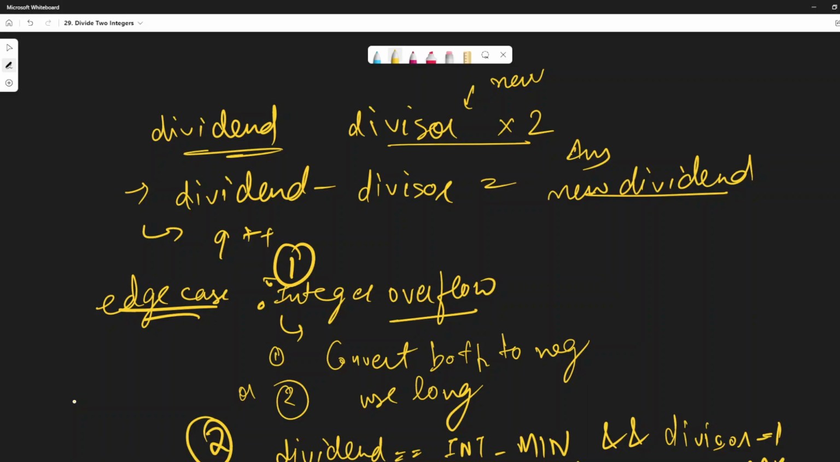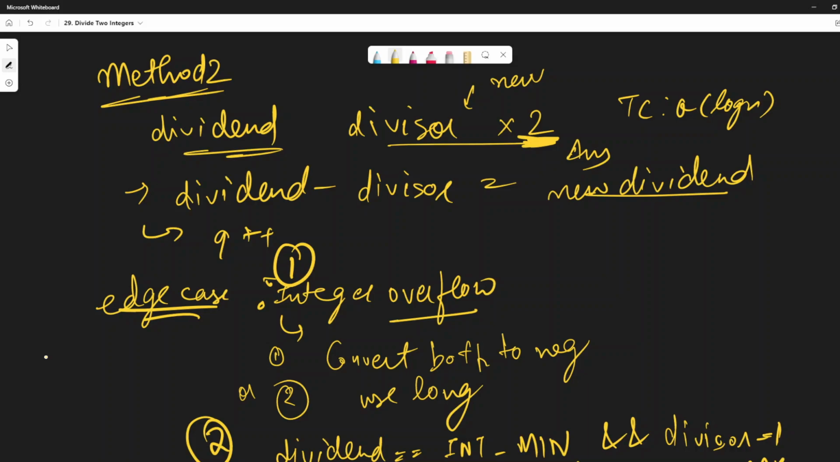But the thing would be that here we are simply multiplying by 2. Earlier what we were doing was, we were simply going step by step. So that's why it was taking us time complexity of order of n. But here the time complexity would be order of log n.